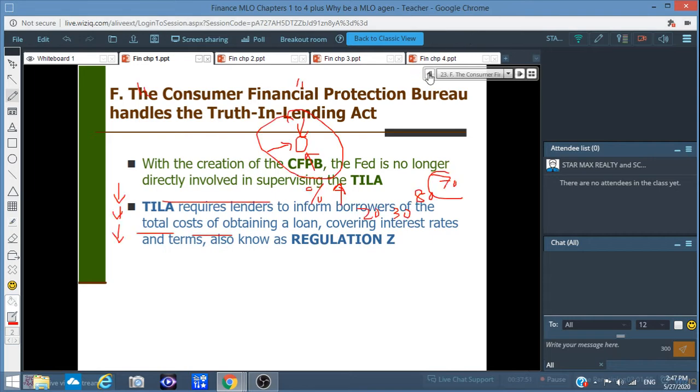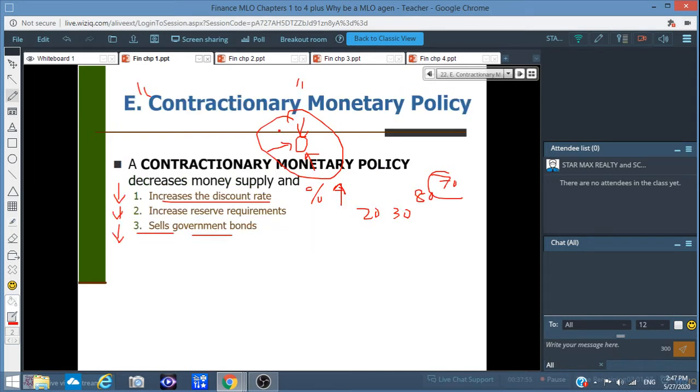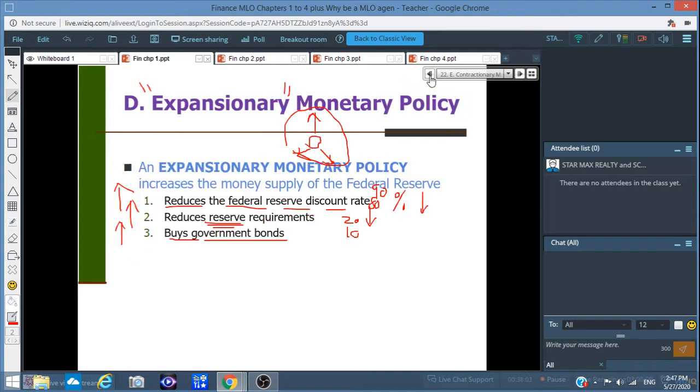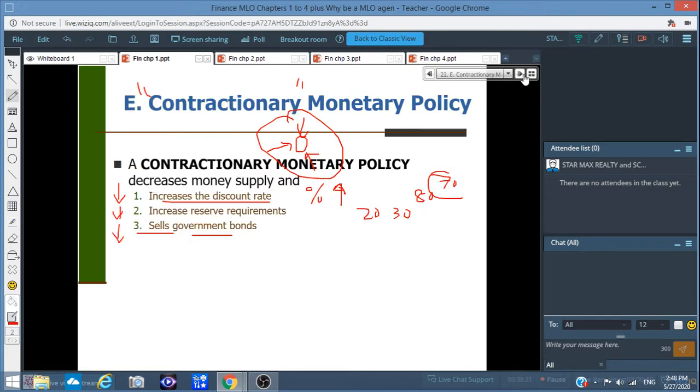Okay, so these two, right? You have to know, right? Everything is down, right? So just think of when you sell it, it goes down, okay? And then over here, everything goes up, right? Everything is opposite, okay? You decrease, increase, decrease, increase, right? You buy in, okay? More money will go out, okay? You're giving money out, okay? So this is opposite, okay? You increase, the money supply goes down.